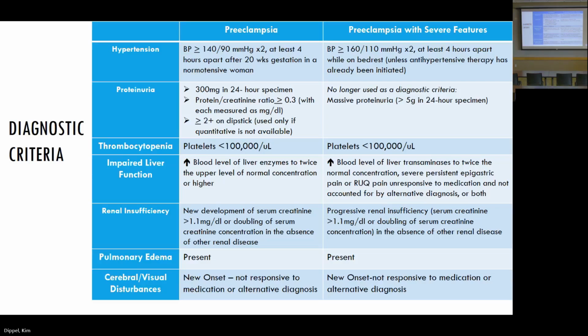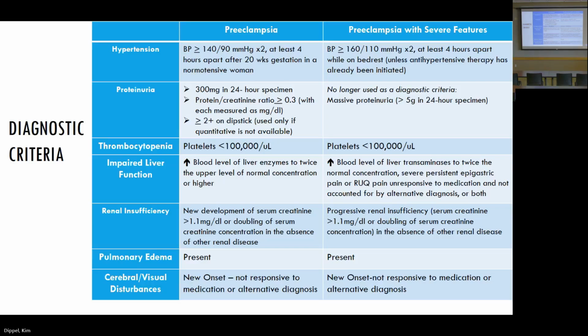Then we have thrombocytopenia for both preeclampsia and preeclampsia with severe features. We have less than 100,000 units. And then impaired liver functions. I will just say that in each individual organization, you want to look at what your normal labs are, but usually the liver enzymes in preeclampsia are elevated to twice the upper level of normal concentration, and sometimes higher. And it can be elevated one day, normal the next day, slightly elevated the third day, or vice versa, in a number of hours.